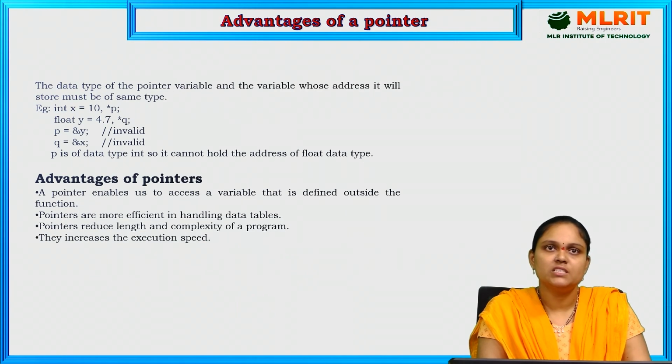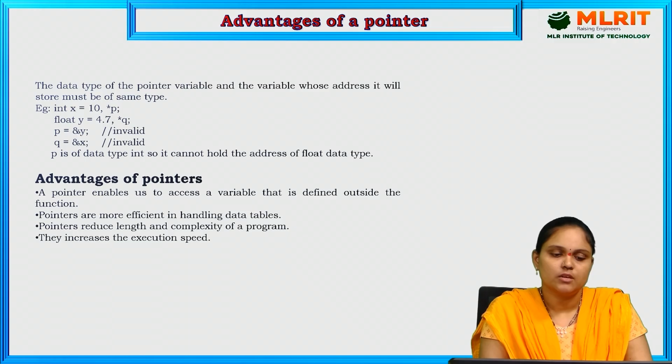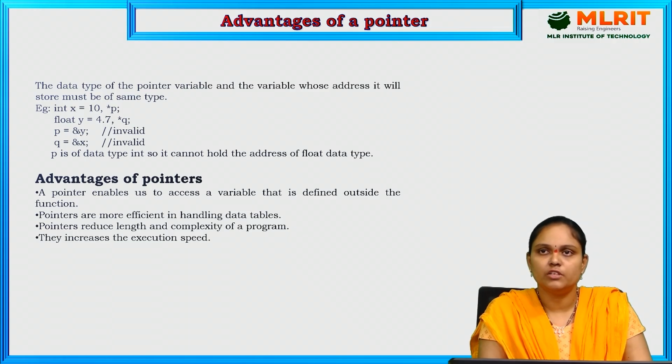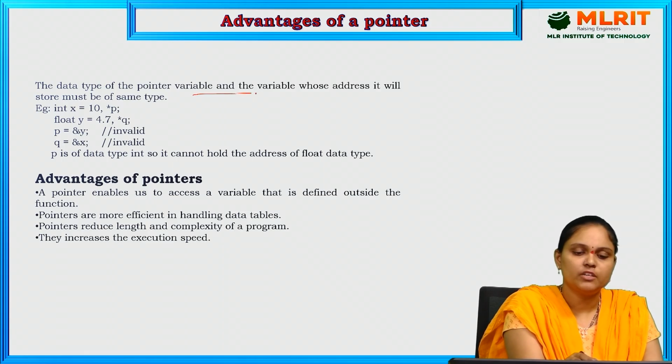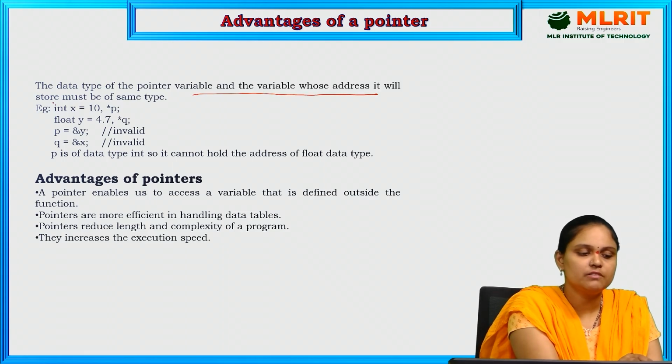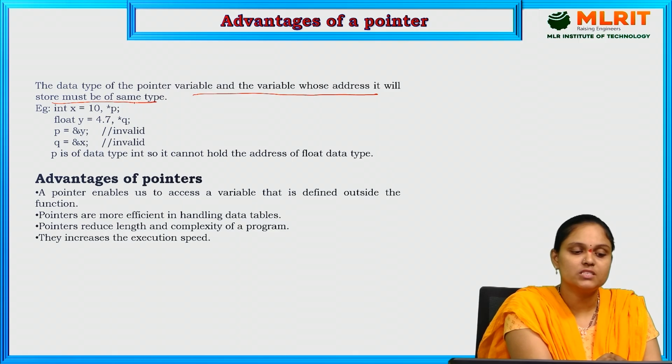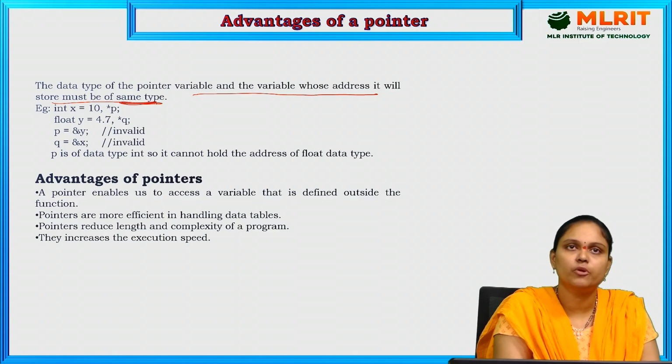So the next one is advantages of pointer variables. Before going to the advantages of pointer variables, we need to clarify one point. That is, the data type of a pointer variable and the variable whose address it will store must be of the same type. This is one of the important points that you need to note. So for example, see here.